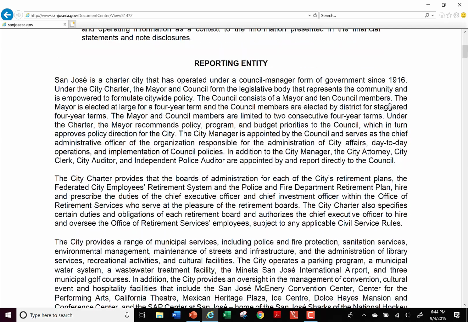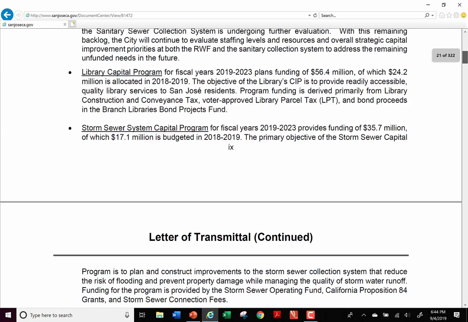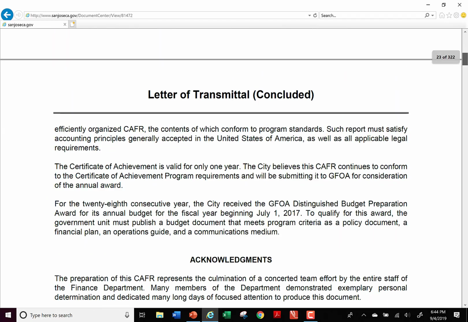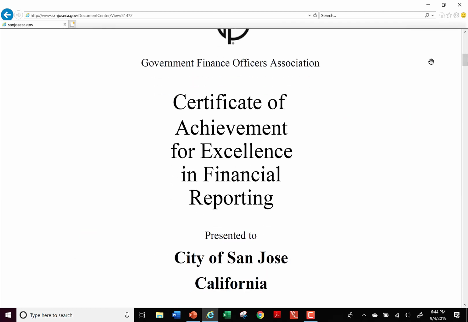And I'm going to try to speed this up a little bit. Not that the transmittal letter isn't interesting. There it is. The reason we prepare this CAFR is so that we receive this award, because we are not required by GASB to prepare it. We prepare it optionally, right, the CAFR, and we then follow the requirements of the Government Finance Officers Association, and we get this award, right?